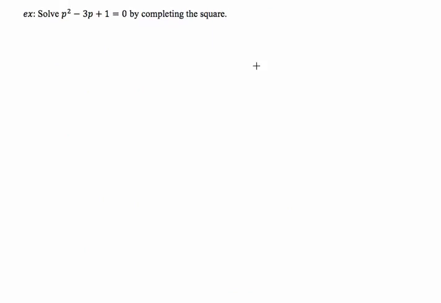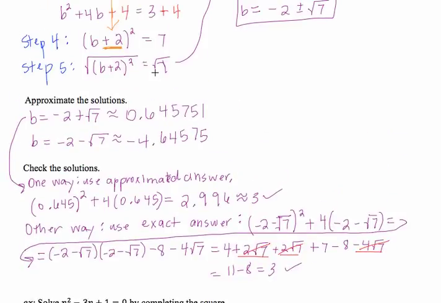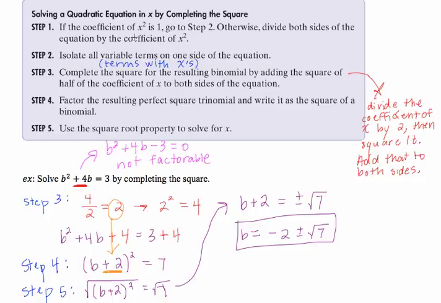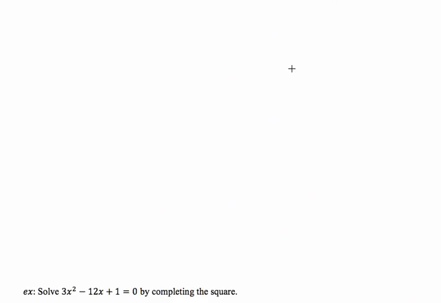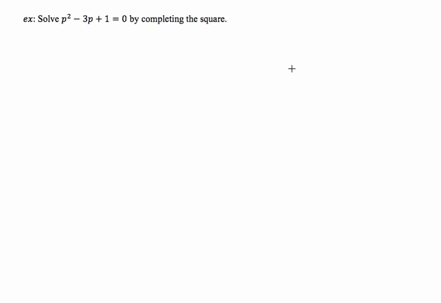Okay, now let's do another example that is similar to the previous one. We want to solve p squared minus 3p plus 1 equals 0 by completing the square. Okay, so let's review the steps real quick. First, is the coefficient of x squared equal to 1? In this case, yes it is, so we're going to go to step 2, which is to isolate all the variable terms, that is the terms with x's, on one side of the equation. So down here, well, we have p's instead of x's, but same way, so we'll put the p's on one side, and we'll do that by just moving the 1 over to the other side of the equation.